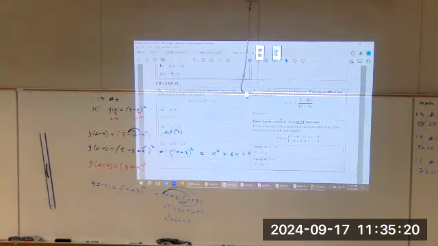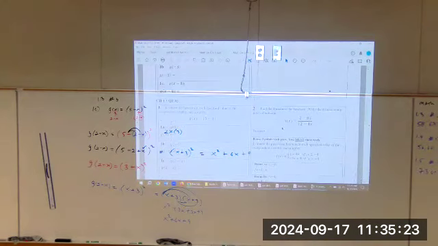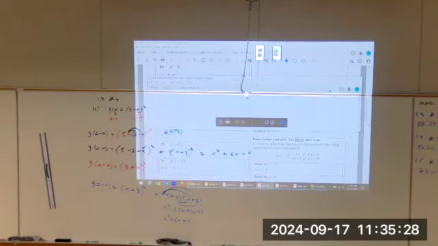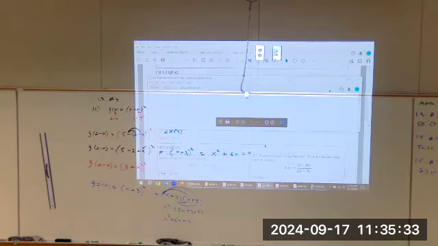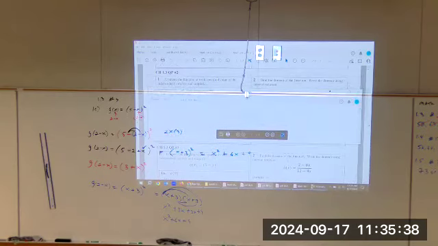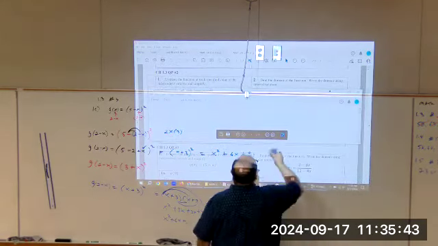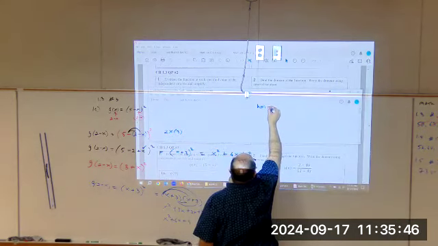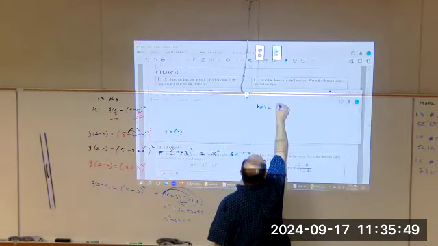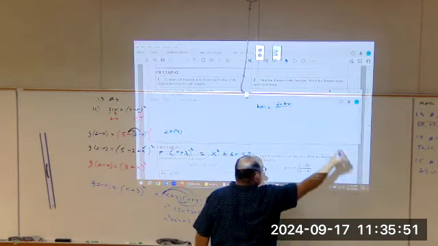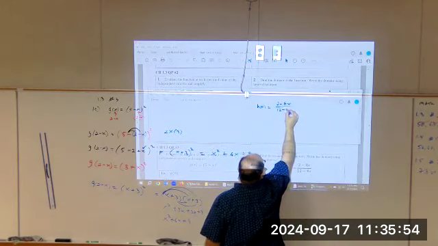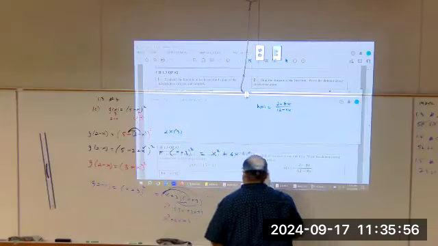This one? Number 2, find the domain. So we have h of x is 2 minus 8x all over 12 minus 4x. And we're going to find the domain using interval notation.